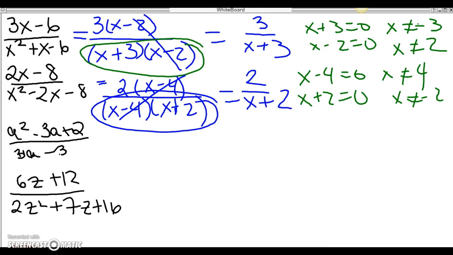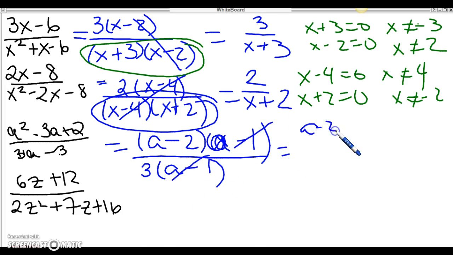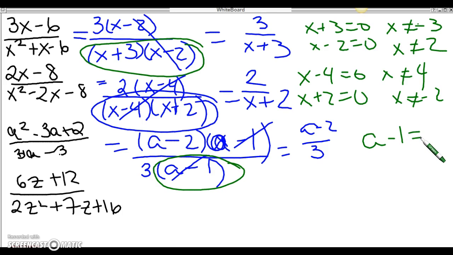Alright, so again, I look at my numerator, and I see that I have a minus 2 and a minus 1, and at the bottom I can factor it to 3 and a minus 1. So my a minus 1s cancel out, and I'm left with a minus 2 over 3. And then I set my denominator equal to 0. This is before I factor out, that's what I set equal to 0. And I get a cannot equal 1.